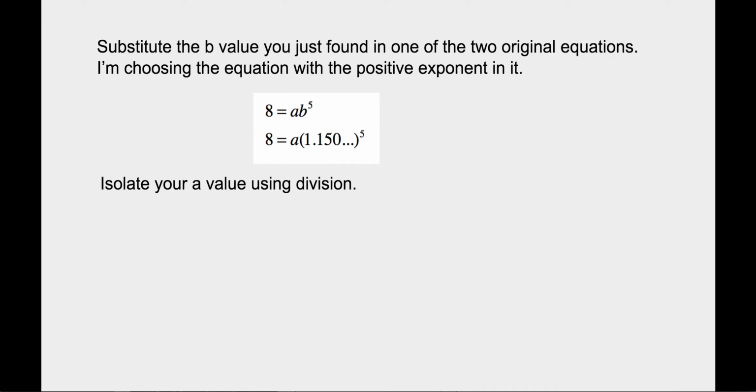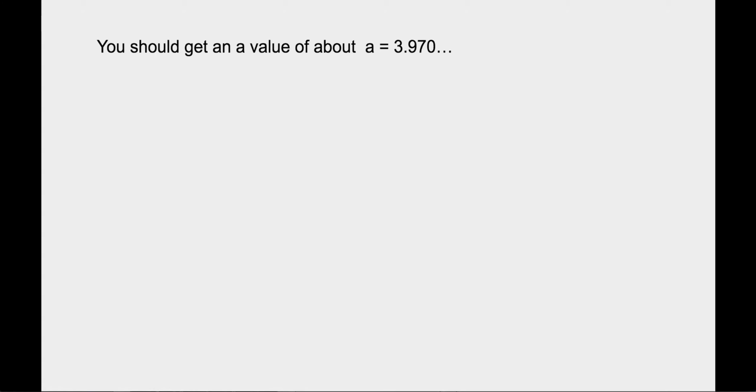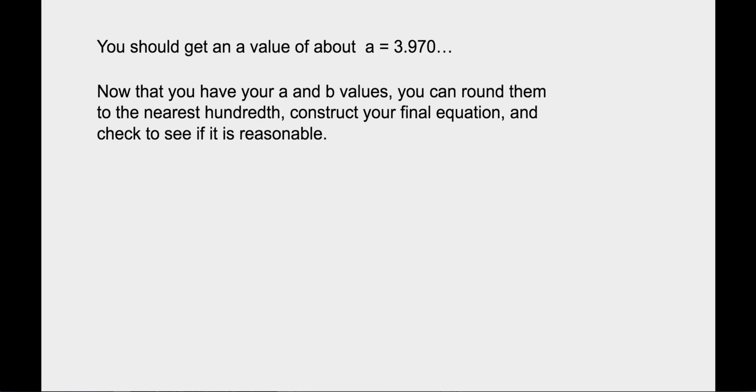I'm going to isolate the a value using division. And when I do that, I end up dividing both sides of the equation by the 1.15 quantity raised to the 5th. And we still haven't done any rounding yet. We're going to use the calculator and the previous answer feature to solve for a, so that we are not using any rounded values. You should get an a value of about a equals 3.970, and it goes on from there.